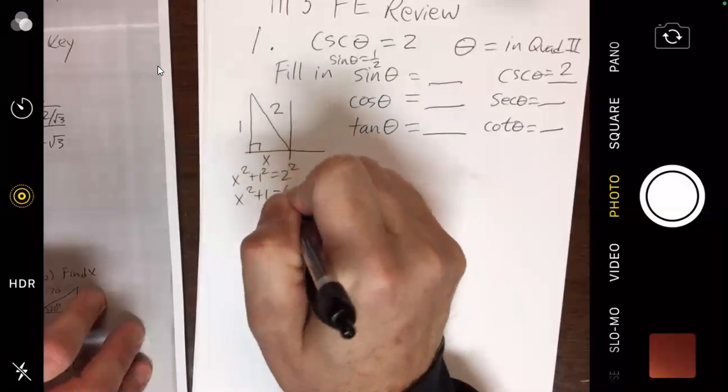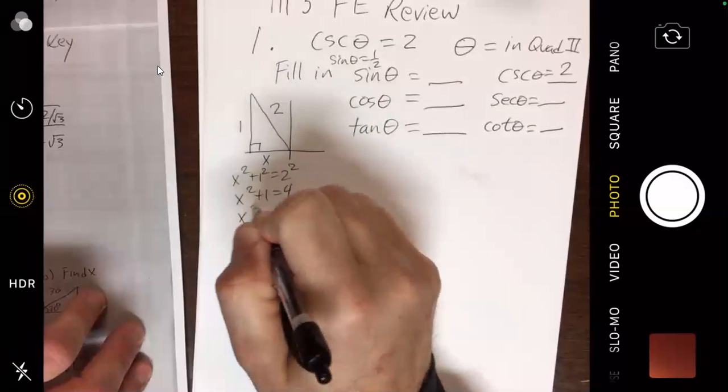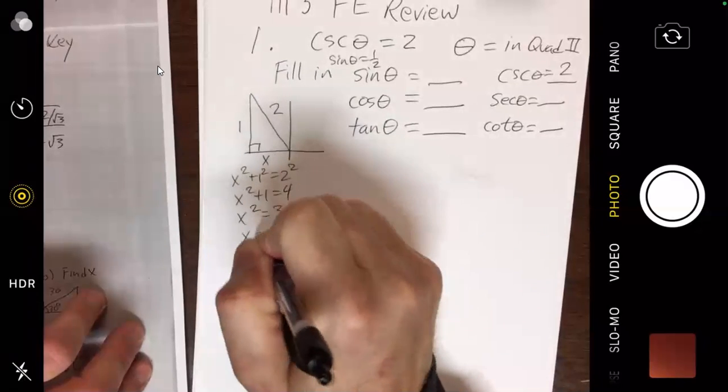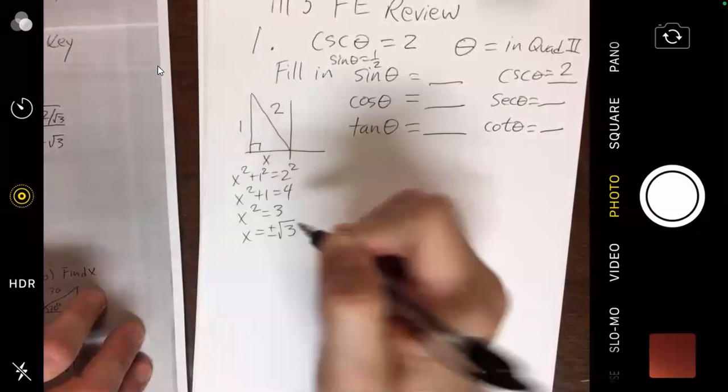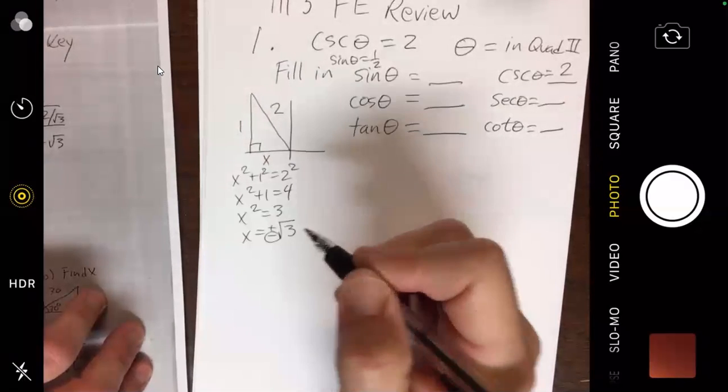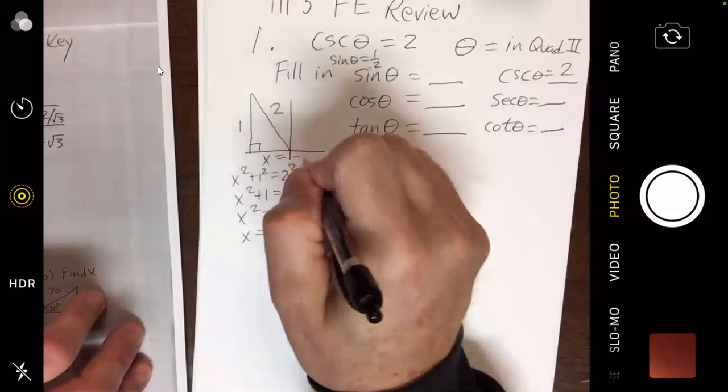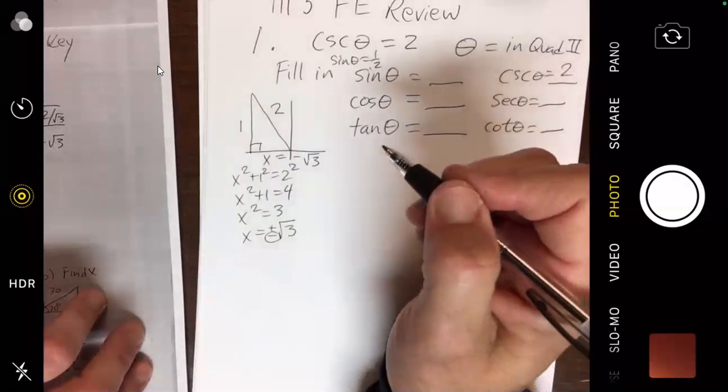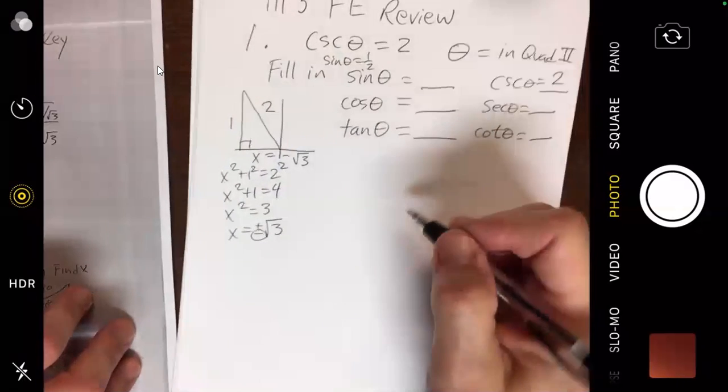Plus 1 would equal 4. X squared would equal 3. X would be plus or minus square root of 3. And once again, we'd want negative root 3.